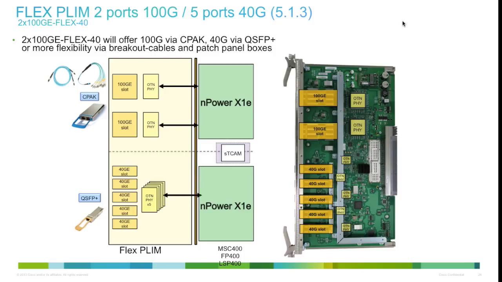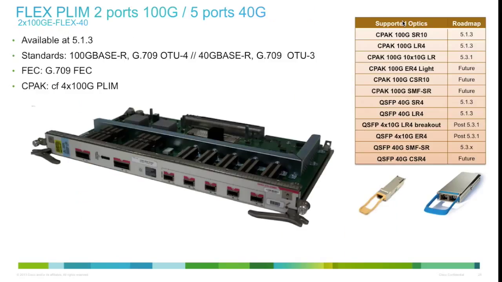Finally, the third PLIM will be the Flex one. That one offers 2 ports of 100 GiG and 5 ports of 40 GiG, and we support this card starting from version iOS XR 5.1.3. So the upper slice will be the 100 GB slice, and the lower slice will be the 40 GB slice. And for this 40 GB, we will support optics of QSFP Plus type. The support also on these optics will be G709, FEC, and LAN-PHY.